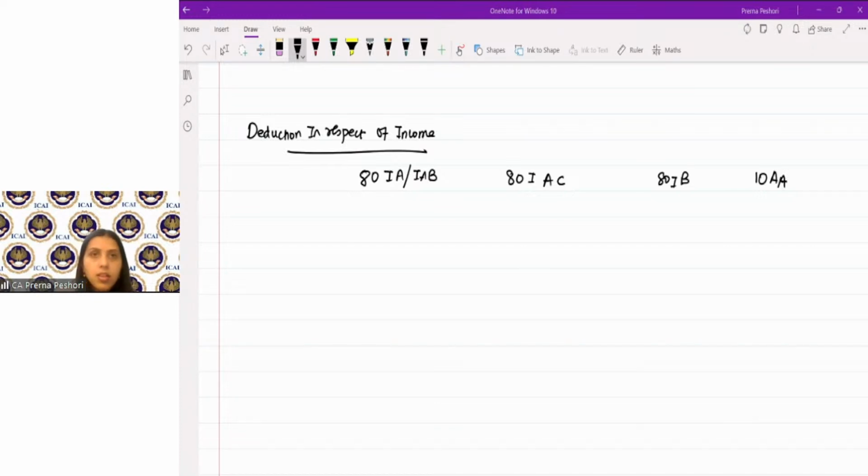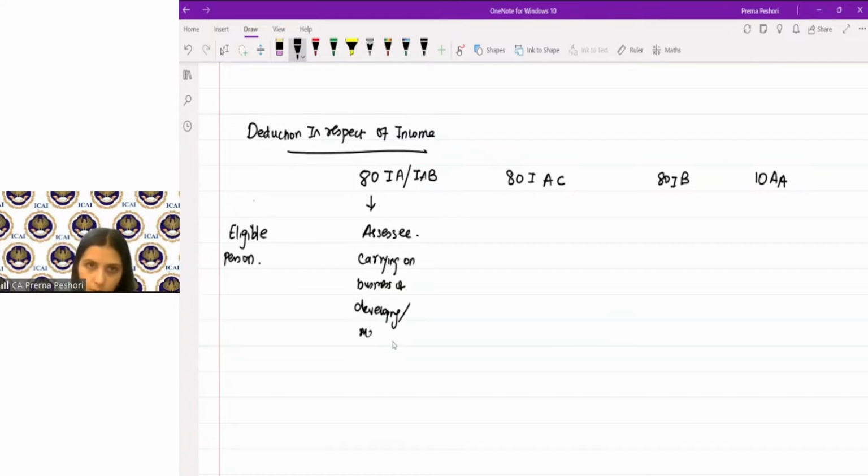So 80IA is available to an eligible person, the assessee carrying on the business of developing or maintaining infra facility. That is 80IA.